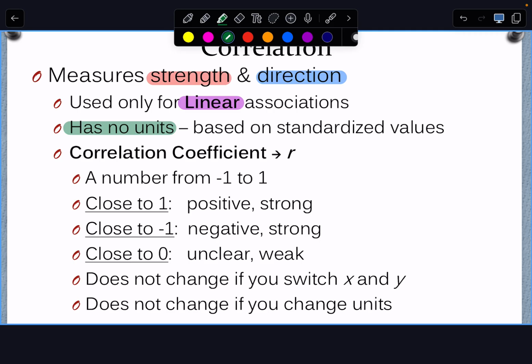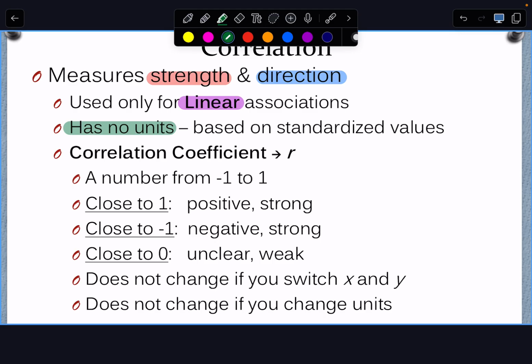Correlation is only meaningful when we're linear, and it has no units. When we get our correlation coefficient, like we talked about, it tells us the strength and it tells us the direction. So a positive correlation means we have a positive association. A negative correlation means we have a negative association. As far as the strength portion of this, that's what the bottom half of this slide is about.